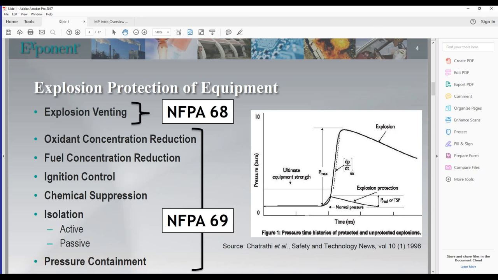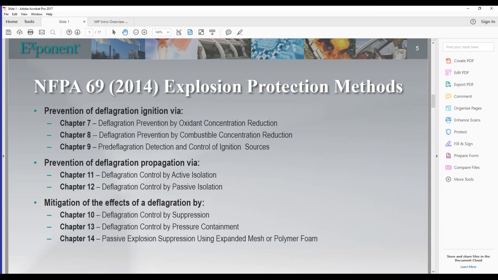And the final goal, you can see in the plot on the right. If you have an unmitigated explosion, you would reach a very high peak pressure, maybe up to 8 bar. And what you want to do by these methods is to either not have ignition or reduce the maximum pressure so that it's below the ultimate strength of the equipment.